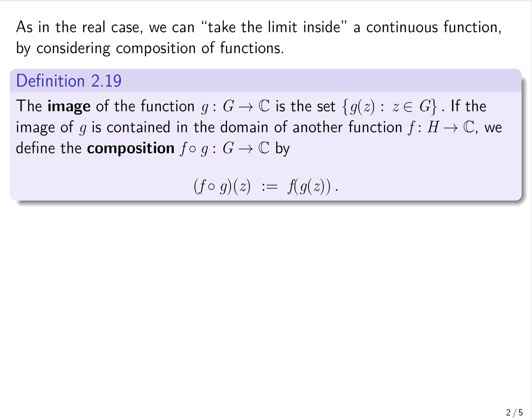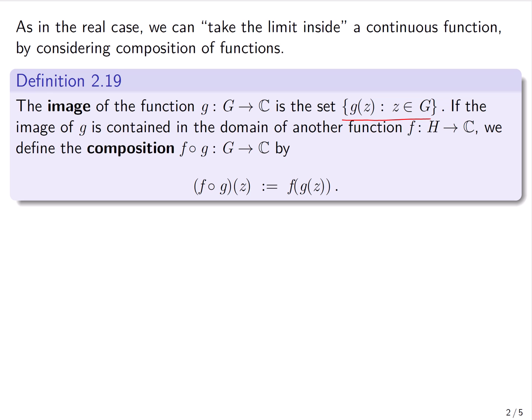The image of a function g, going from G to C, is a set we define as what we normally call the range or the image, which is g(z) for all z in G. That's what we normally call the image. So image set, the output set.